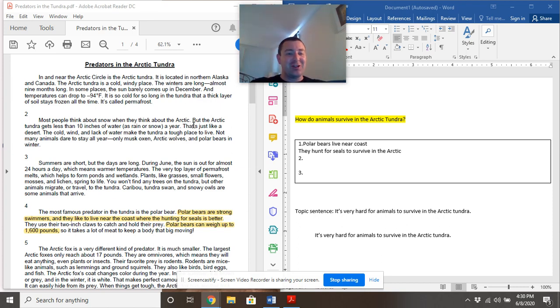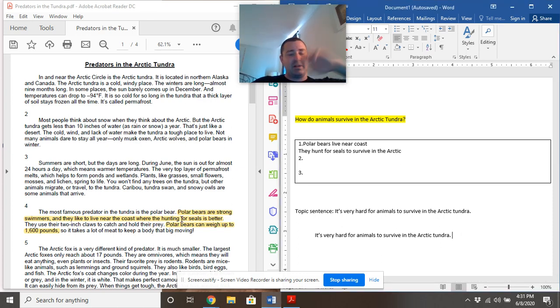It is so cold for so long in the tundra that a thick layer of soil stays frozen all year long. It's called permafrost. Most people think about snow when they think about the Arctic, but the Arctic tundra gets less than 10 inches of water as rain or snow a year. That's just like a desert. The cold wind and lack of water make the tundra a tough place to live. Not many animals dare to stay there all year. Only musk oxen, Arctic wolves, and polar bears live there in the winter.